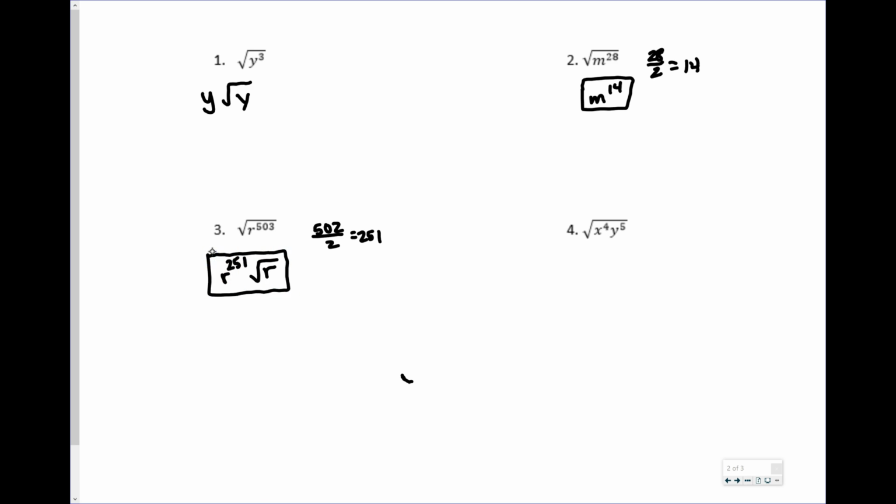Okay. This next one has 2 variables, but don't let that trip you up. Just do them one at a time. So the first one is x to the 4th. You're basically looking at it like this: the square root of x to the 4th, the square root of y to the 5th. Treat each of them separately.